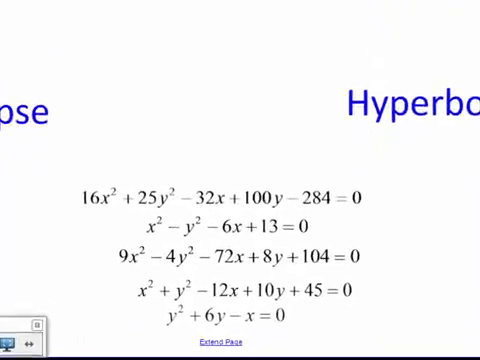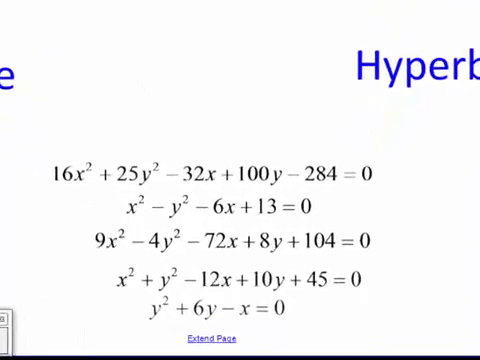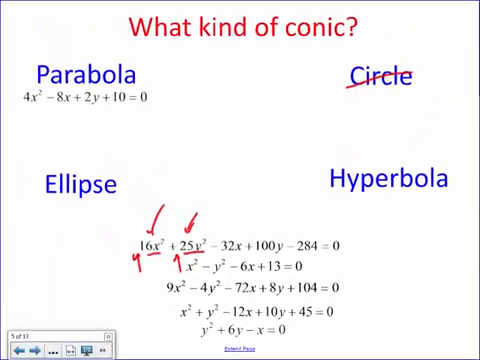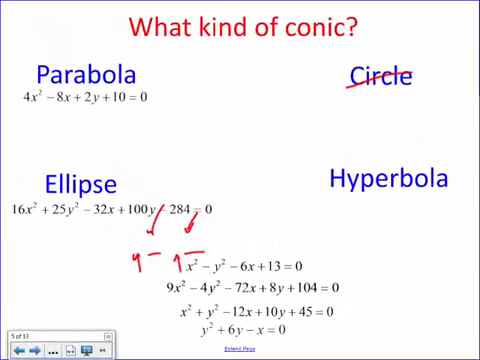How about this next one? Well, I got an x squared and a y squared. The a and the c are different, so I know it's not a circle. And now I got to look at the signs. They're both positive. So is that an ellipse or a hyperbola? That would be an ellipse because they're both positive. They need to be opposite signs for it to be a hyperbola.